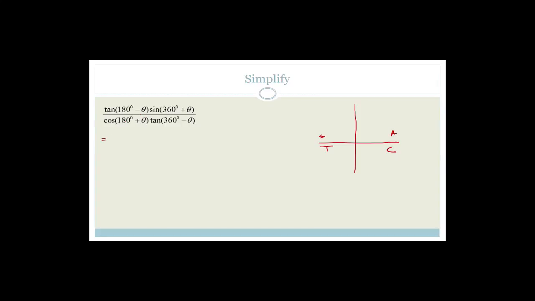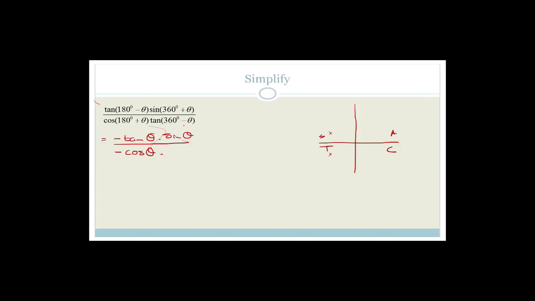Okay, so tan of 180 minus theta is over here, and that makes it minus tan theta. Sine of 360 plus theta, remember 360 plus or minus means that you're just going back to exactly where you started, so that is going to be sine theta. All over cos of 180 plus theta, which is in the third quadrant. So that's negative cos theta. And then tan of 360 minus theta.